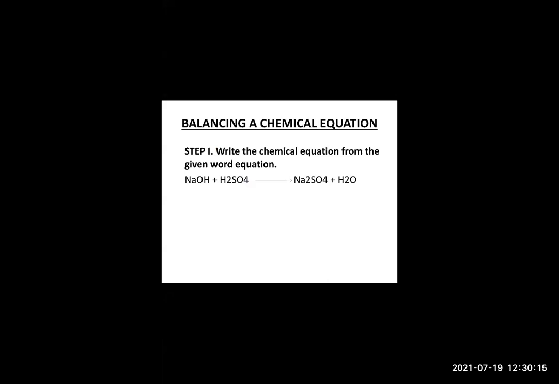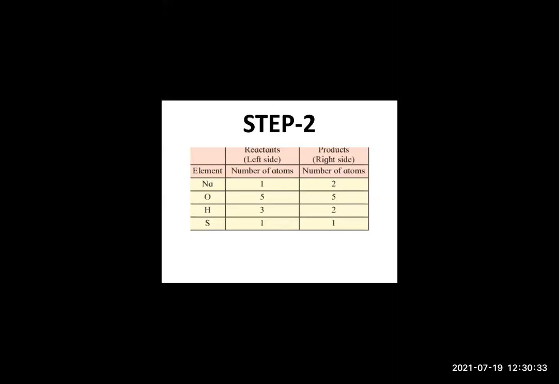Now what will you do? You will convert the word equation to a chemical equation by writing the formulas. That is NaOH plus H2SO4 gives Na2SO4 plus H2O. Correct? That is your step number 1. Now in step number 2, you have to make a table like this. In the table, you have to check whether the equation is balanced or not. How will you check? By comparing the number of atoms of the various elements present on the 2 sides of the equation.